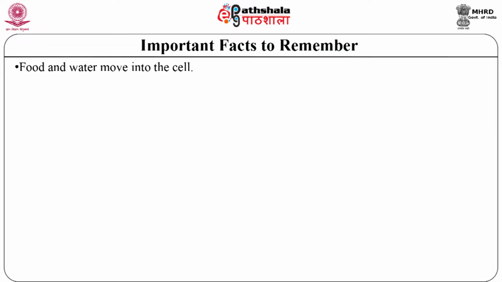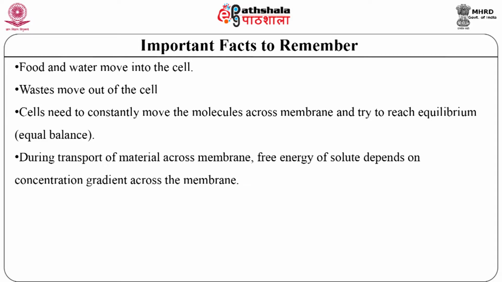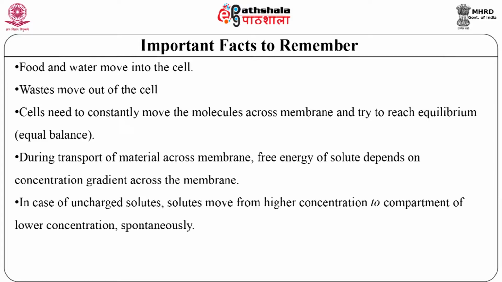Food and water move into a cell. Waste moves out of a cell. Cells need to constantly move the molecules across the membrane and try to reach equilibrium, that is, equal balance. During transport of material across the membrane, the free energy of solute depends on the concentration gradient across the membrane. In case of uncharged solutes, solutes move from higher concentration to a compartment of lower concentration spontaneously.